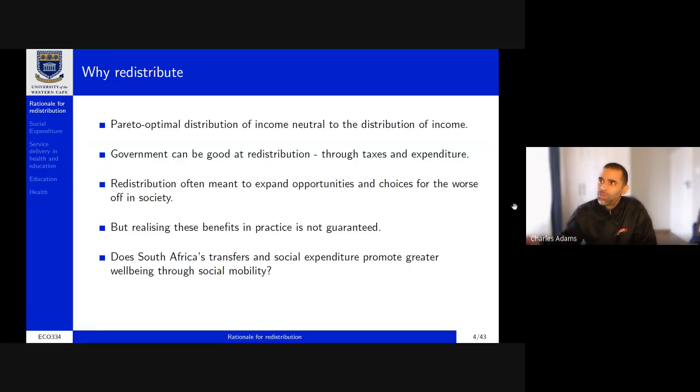I'm curious on your thoughts on this question. Do you think our social expenditure programs promote social mobility in South Africa currently? If yes, raise your hand. Okay, no one's raising their hand. If no, raise your hand.